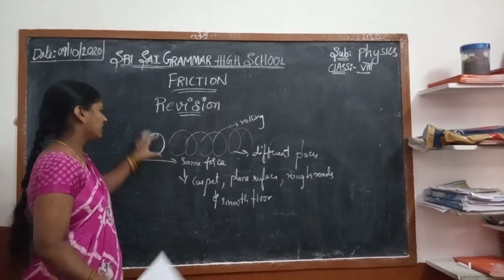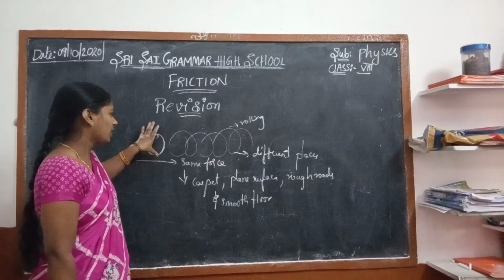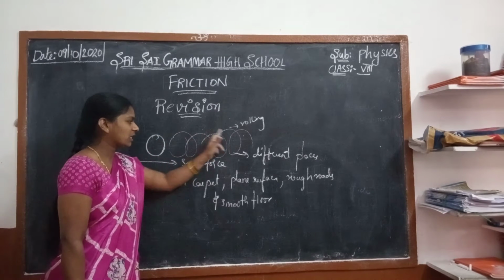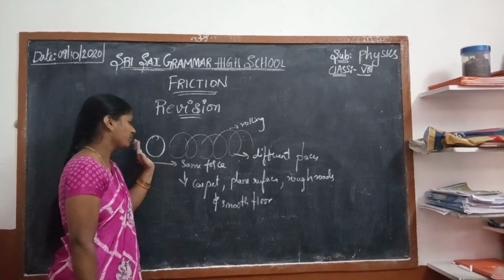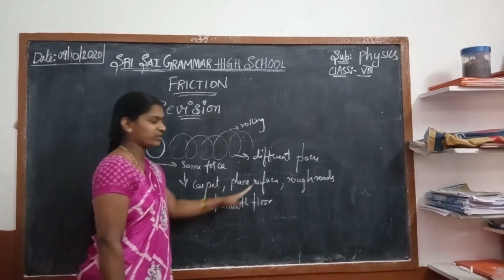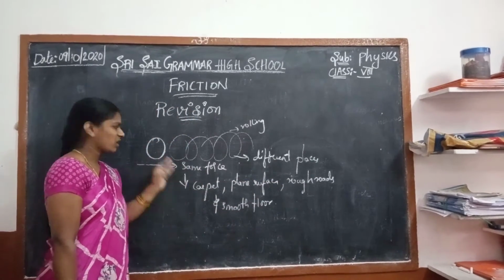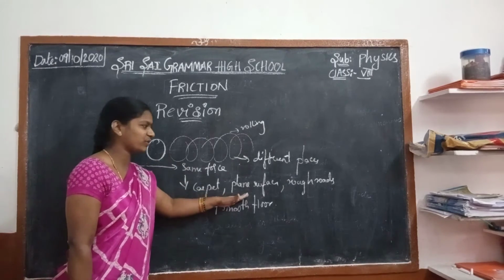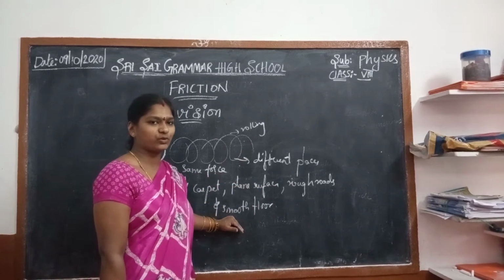Yes, let us observe, take one ball. Let's start giving some force where it is rolling. Yes, it is rolling at different places. With the same force, we are giving a ball to roll on the carpet, on the plane surface, on the rough roads and also smooth floor. What is happening on the carpet? What is happening on the plane surface? What is happening on the rough roads? What is happening on the smooth floor?